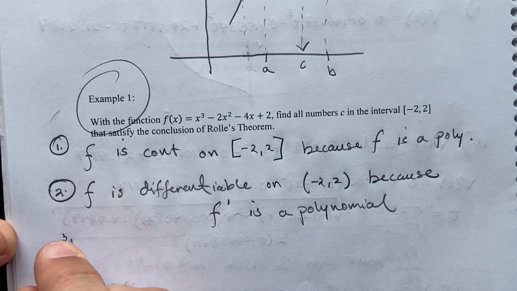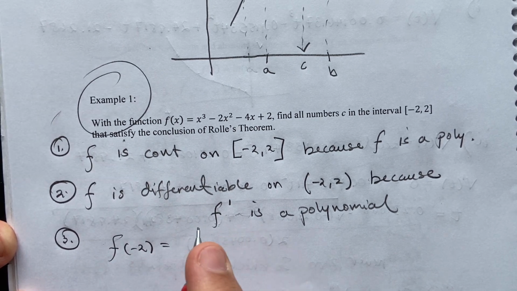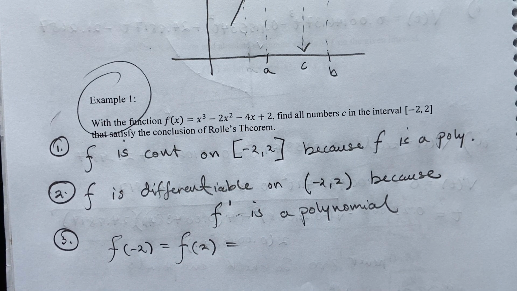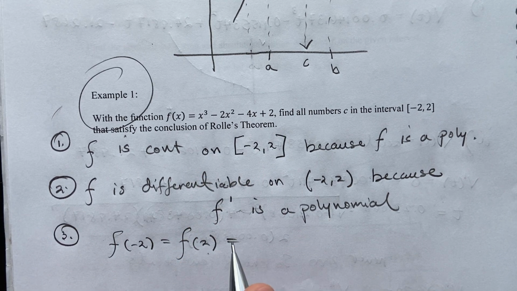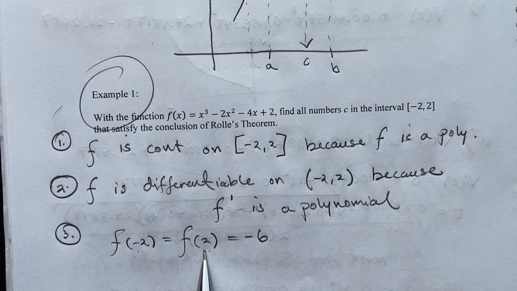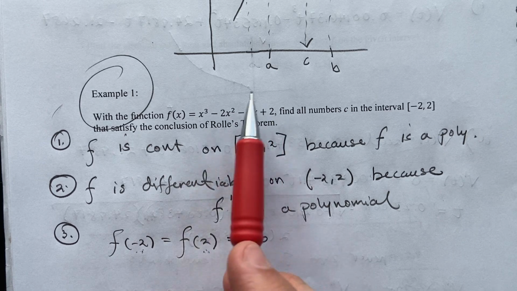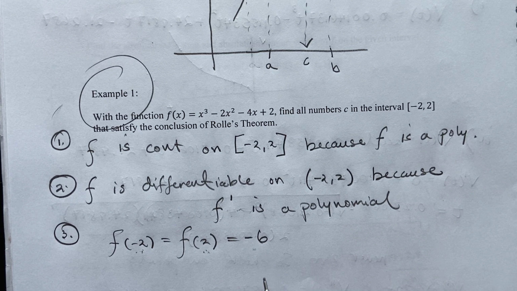Number 3, we need that f of -2 equals f of 2. And if you plug in -2 and 2 into the function, what you get is -6 for both. So indeed, f of a does equal f of b, right? A here is -2 and b here is 2. Use parentheses where needed, and you'll get -6.